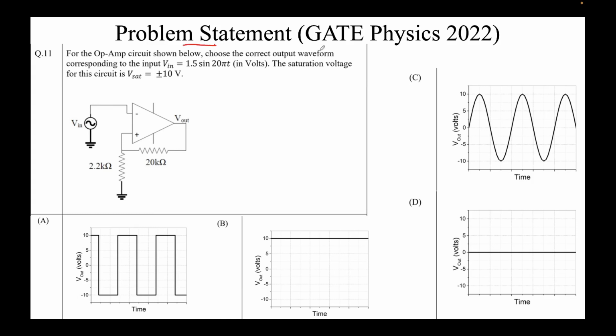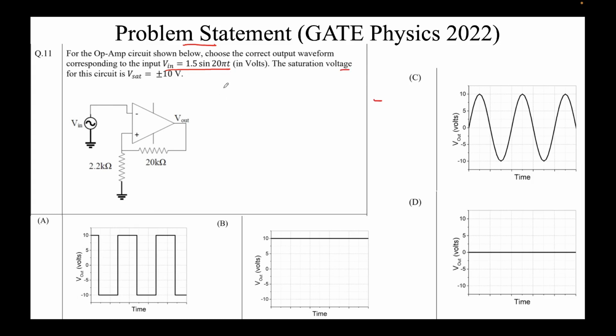The problem statement from GATE Physics 2022 paper reads as follows. For the op-amp circuit shown below, choose the correct output waveform corresponding to the input Vin equal to 1.5 sin(20πt). The unit is volts. The saturation voltage for this circuit is ±10 volts. So as it's clear, Vin is given and we need to find out the output waveform.